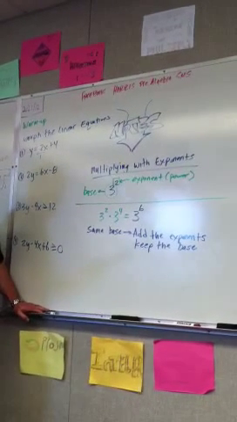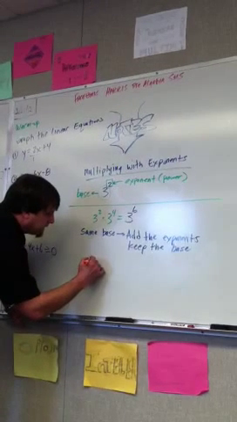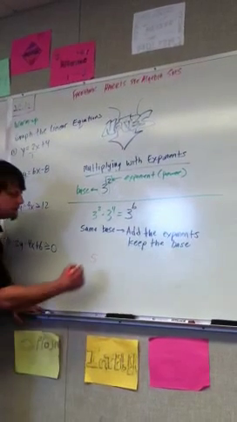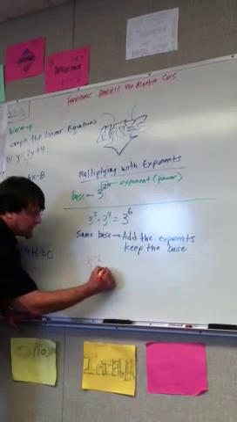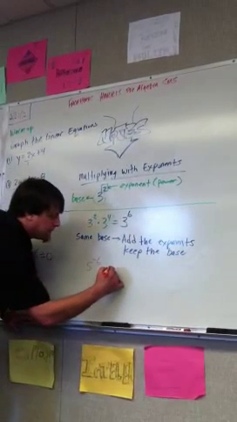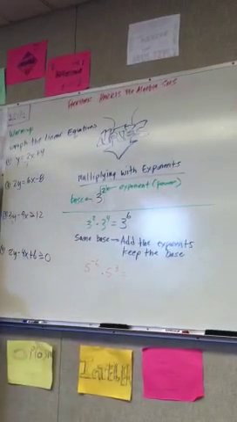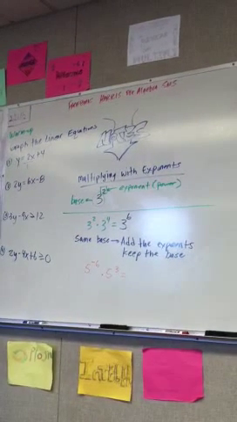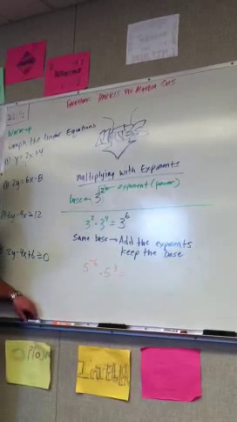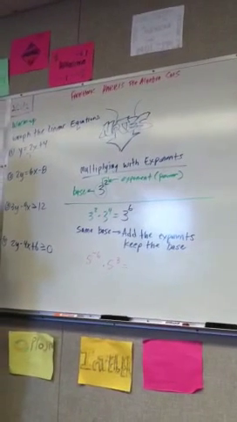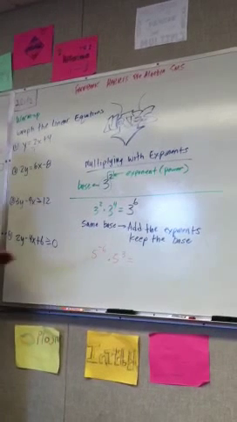So here's another problem that we're going to try. 5 to the negative 6 times 5 to the 3rd. Let's try that one. You need to turn the 5 into 1 over 5. Let's leave it right now.